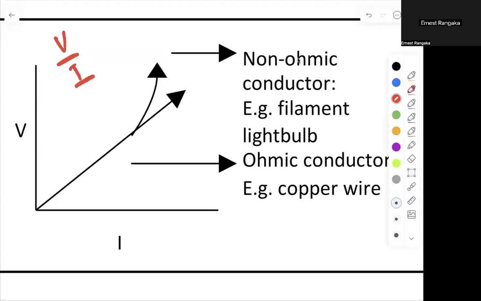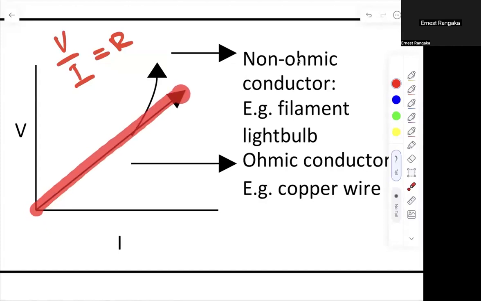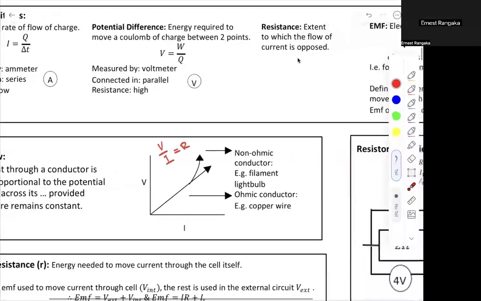V over I is equal to R, right? So in this case, the gradient of this curve talks about the resistance. And then for an ohmic conductor, you're going to have constant resistance across the board. Whereas for a non-ohmic conductor, this happens because as the temperature changes, the resistance of that particular thing will change as well.